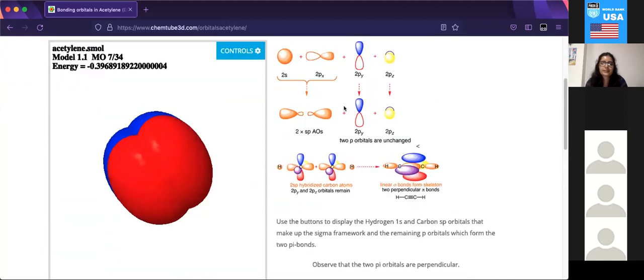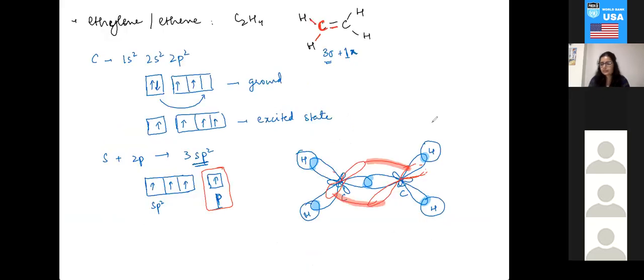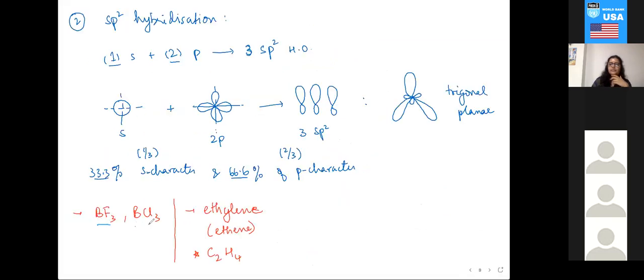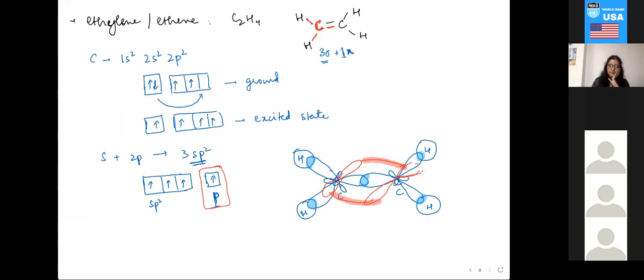Anyway, okay. Other molecules where you find sp2 overlap: which molecules have a trigonal shape? I told you guys, I'd shown this to you previously, right? So BF3, BCl3 also show this particular hybridization. So this is the ethene molecule, also called ethylene.